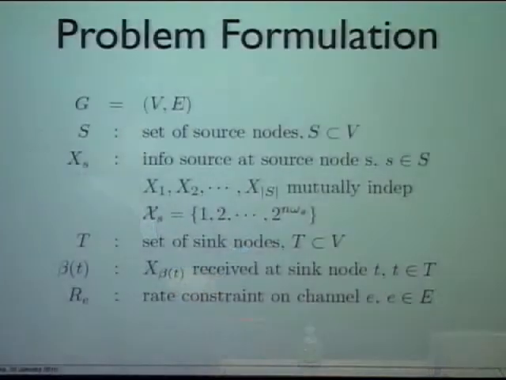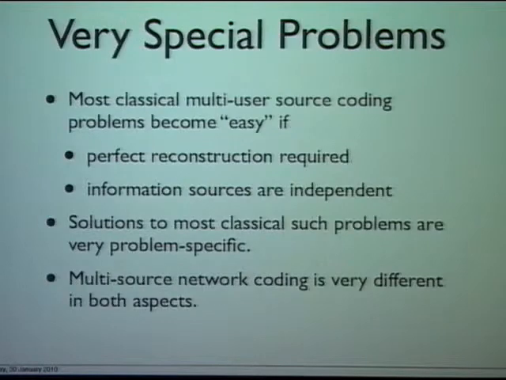With this setup, we are interested in knowing what rate tuples are possible, with the graph given and also the rate constraints given on all the channels. Now, this is a very special class of multi-user information theory problems to look at for the following reason. Most classical multi-user source coding problems become easy, quote-unquote easy, by today's standard, if perfect reconstruction of the information sources is required, and also if the information sources are independent. Under these situations, most of the problems are solved with known techniques.